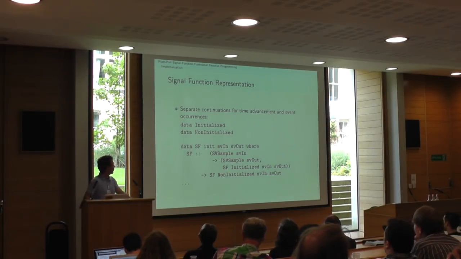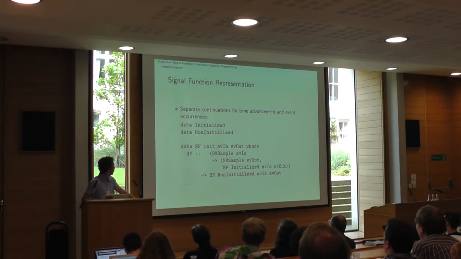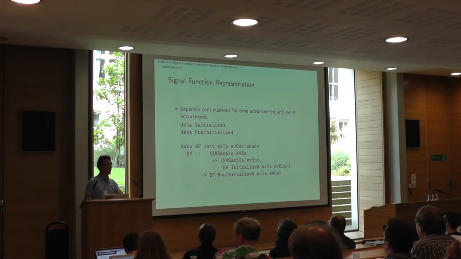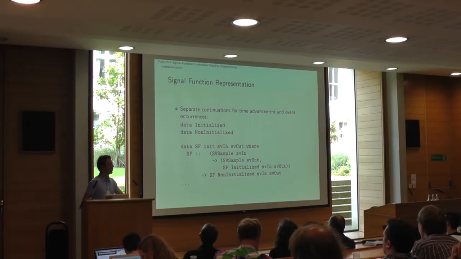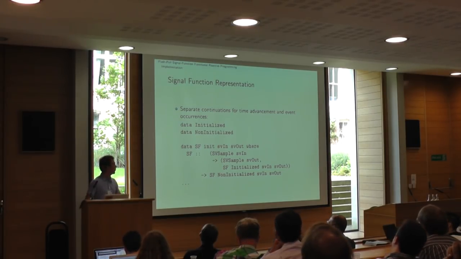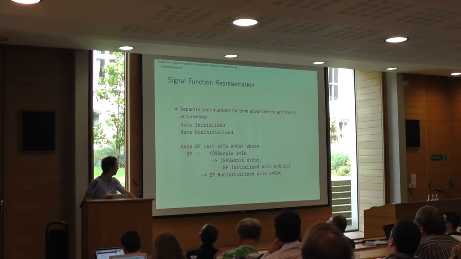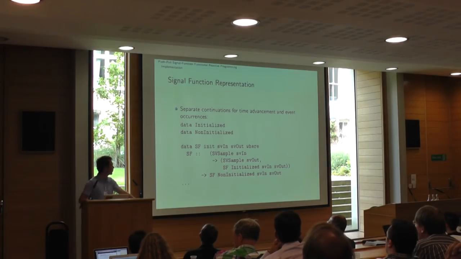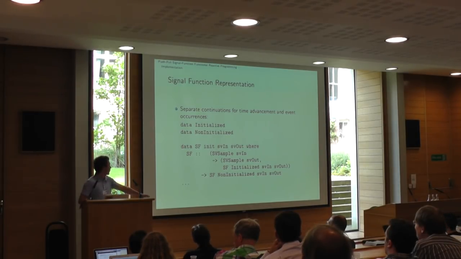So then to represent signal functions, we actually separate. Normal signal functions are represented with a single continuation that says, here's your input and your time delta, please produce an output and a replacement signal function. In this implementation, we have two continuations. One is for time advancement and for event occurrences, but we first have to talk about how to initialize, which is just to provide the initial sample of input, because we're only going to be providing partial samples later on. And so we can initialize a signal function.